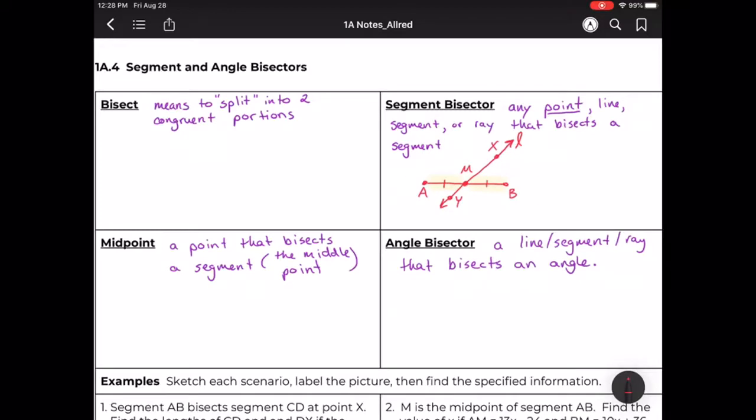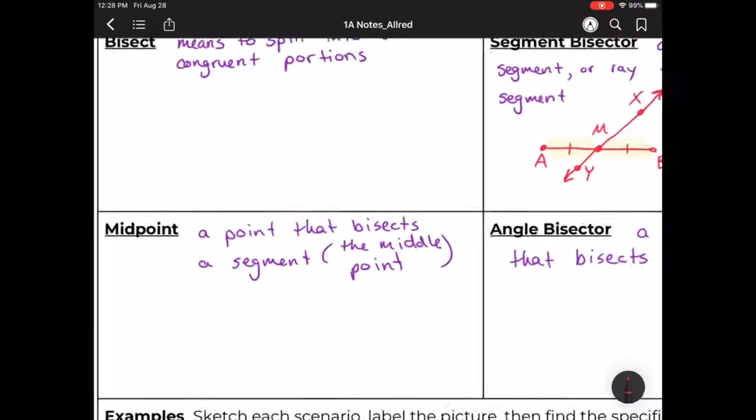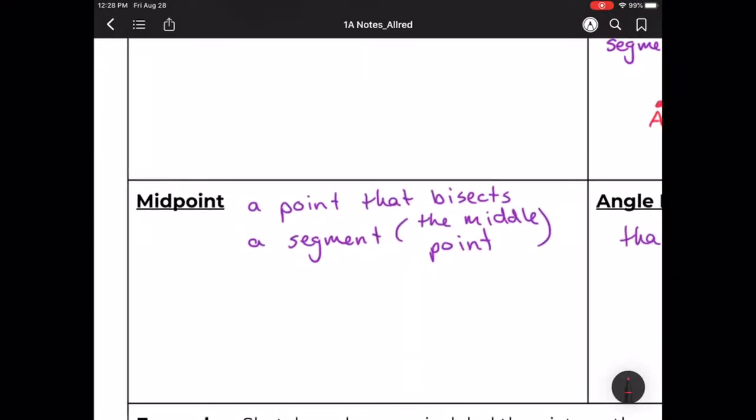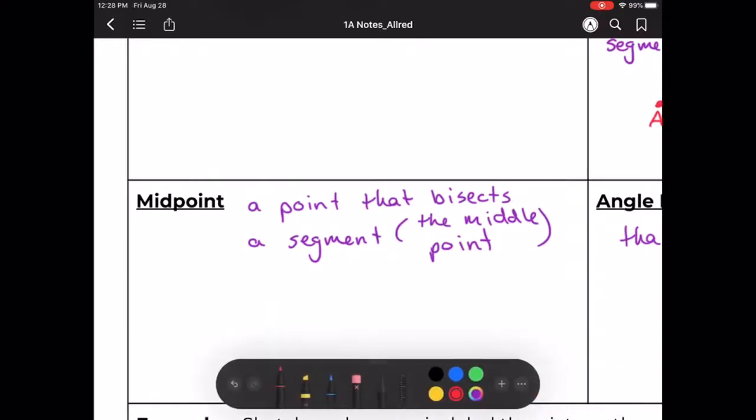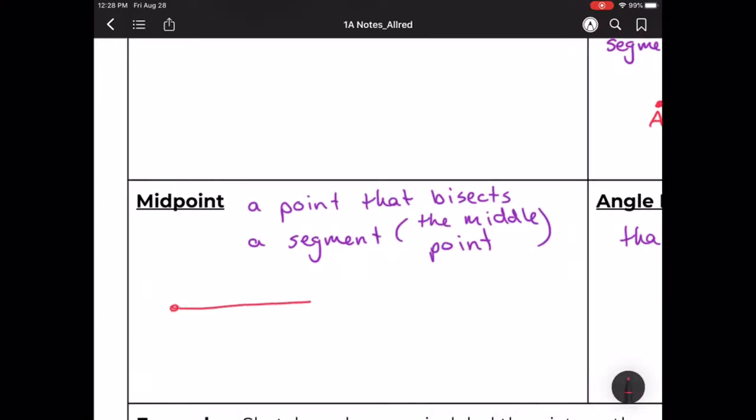Now, when we specifically look at a point that is a segment bisector, or a point that bisects a segment, that is a midpoint. So again, in my diagram, if I have segment AB and point M that creates congruent segments AM and MB, then M is the midpoint.